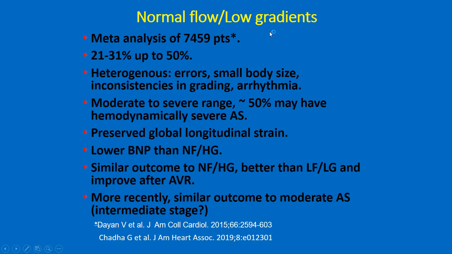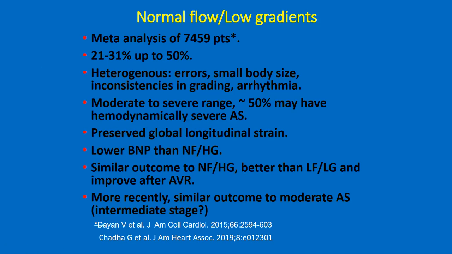The second category with normal flow is those patients who have low gradients, less than 40 millimeter mercury. A meta-analysis done a few years ago in more than 7,500 patients shows a prevalence in general of about 30%, but in some papers it was reported up to 50%. This is a heterogeneous group where errors in measurements should be sought and corrected. Many of these patients have a small body size.